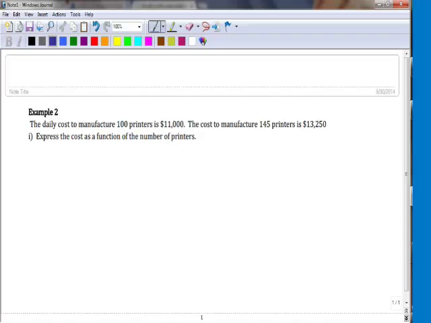So we want to express the cost as a function of the number of printers. It depends on other things that evidently are fixed, but we want to express it as a function of the number of printers that are produced in a day. So let's, I guess x would make sense for a variable there. So let x be the number of printers produced daily, manufactured daily.